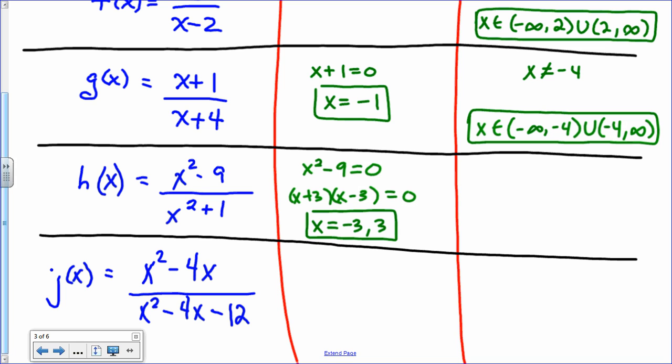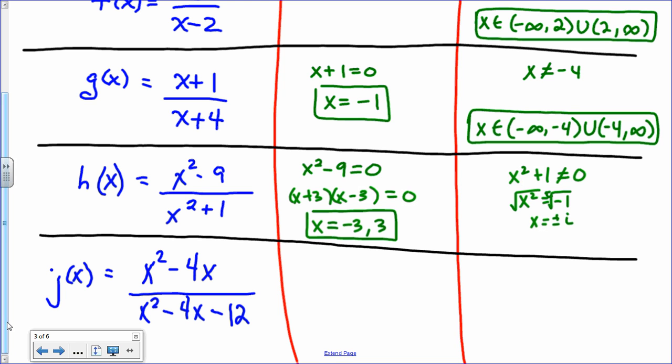Okay, now domain. So I know that x squared plus 1 can't equal 0. So if I solve this and take the square root, what happens when I square root a negative number? Yeah, it's imaginary. The square root of -1, and I should have plus or minus here, is plus or minus i.